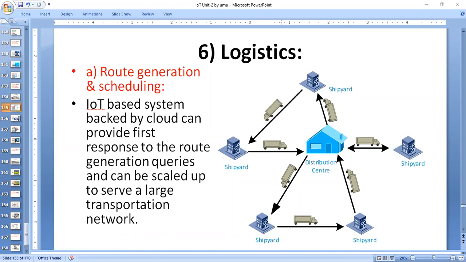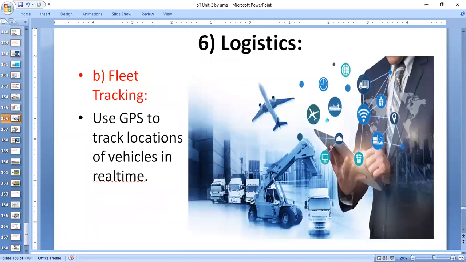The feasible schedules are based on the availability of vehicles, and IoT-based systems backed by the cloud can provide a fast response to route generation queries and can be scaled up to serve a large transportation network. That is an important concept in a route generation system. The other important one is fleet tracking. Use GPRS to track the location of vehicles in real time.